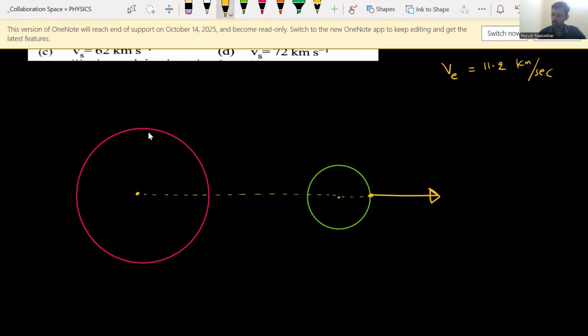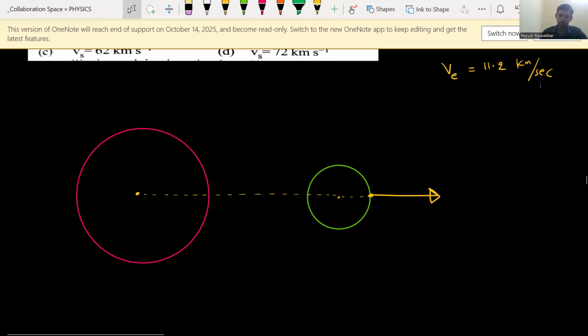What is the meaning of this? Per second, for 1 second the rocket has to cover 11.2 kilometers, then only can it cross the gravitational field. Whatever rocket we launch into space, we have to impart this minimum velocity of 11.2 kilometers per second. Otherwise the rocket just comes back and falls onto the surface of the earth. It cannot enter into space. So this much is the minimum velocity required to escape the gravitational field.